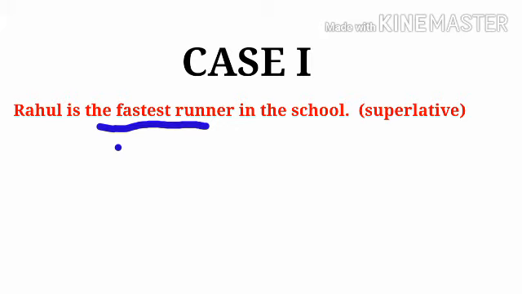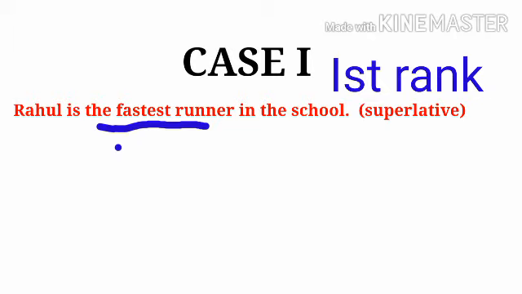Now we need to convert it into comparative and positive degree. Let's see how we can do it. Rahul is the fastest runner in the school. First of all, let's give a particular rank for Rahul. Since he is the fastest runner in the school, it means he has got the first ranking, right? Out of 100 students, Rahul stands first, no doubt. So this ranking is very important.